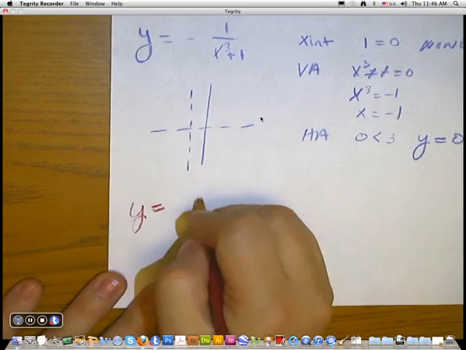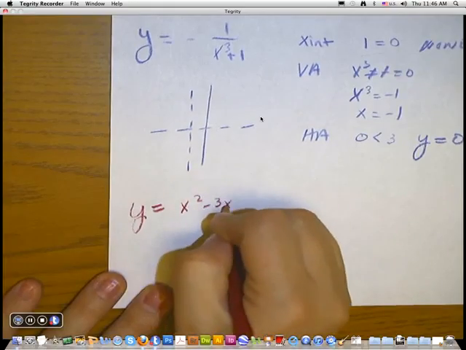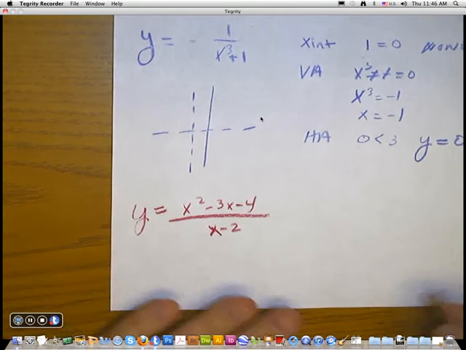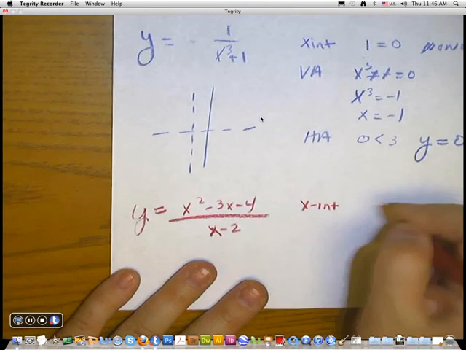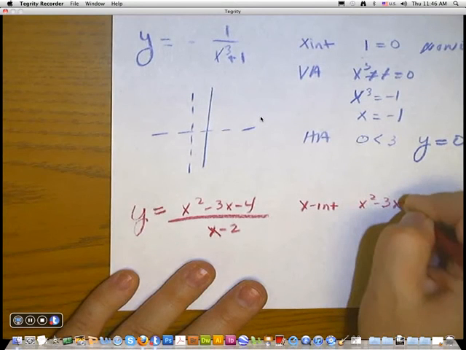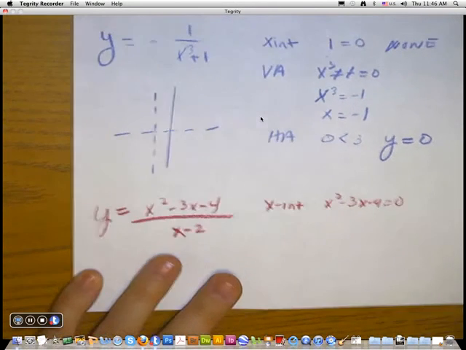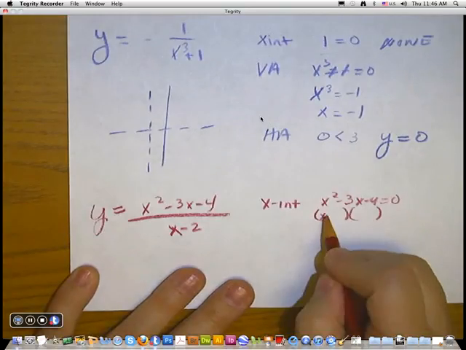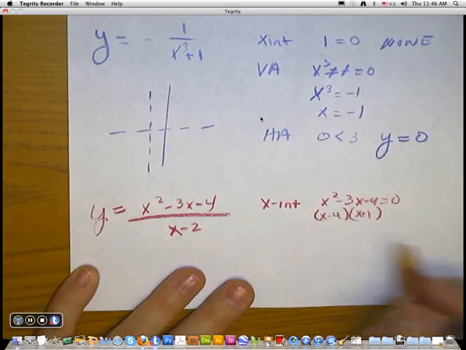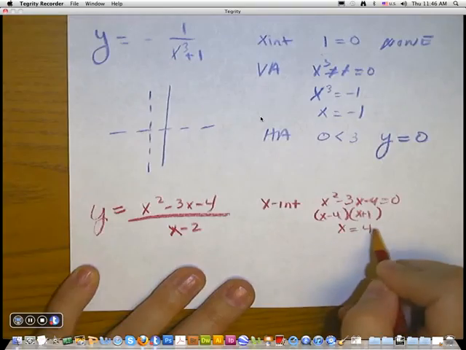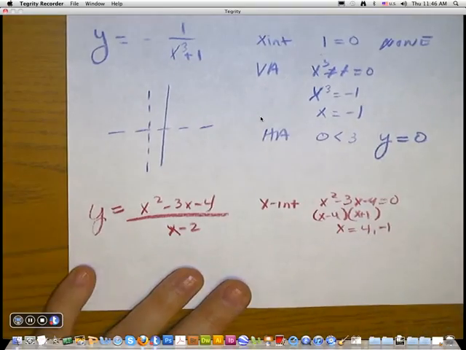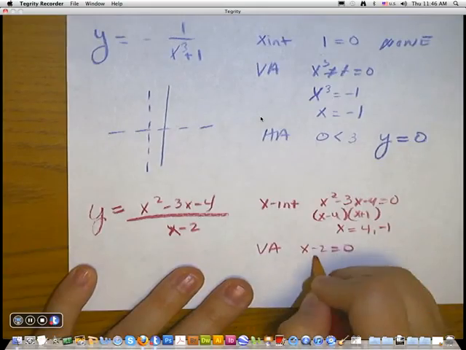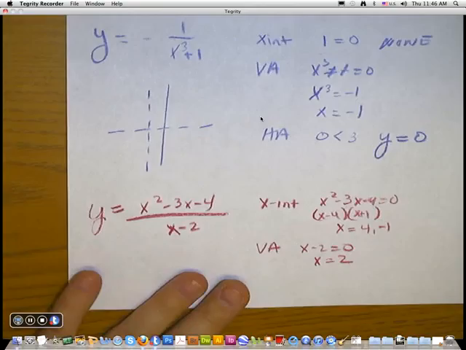The last one, y equals x squared minus 3x minus 4 all over x minus 2. So the x-intercepts are when the numerator is equal to 0. Well, that's a quadratic, which means it's probably factorable. x minus 4, x plus 1. So x is 4 and negative 1. Those are my x-intercepts. The vertical asymptote is when the denominator equals 0.